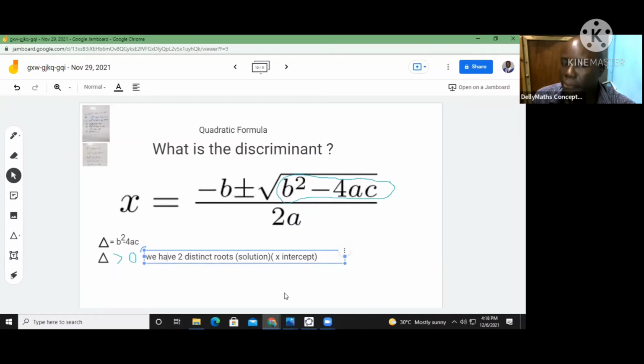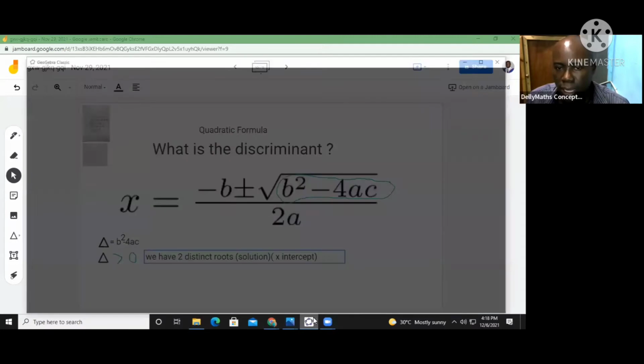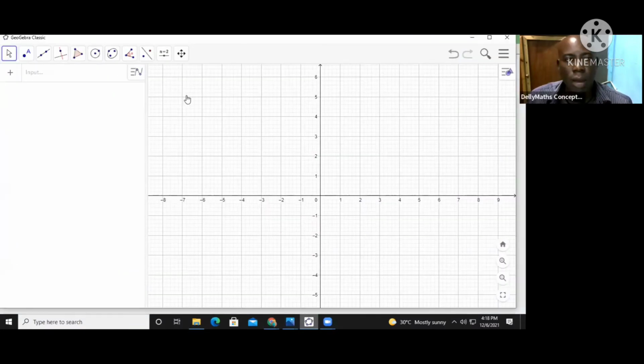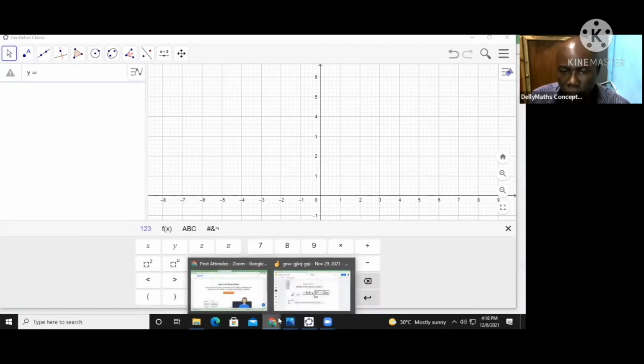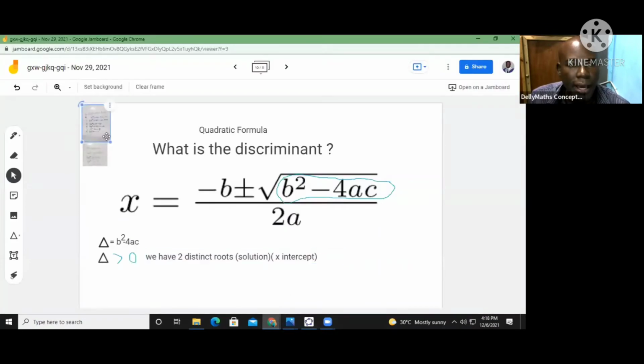I'm going to show you what we mean. When we say distinct root, this is what I mean. So I'm using this software. Let us say we have a case where y is equal to, let me go back and take this from our board. I think I have something here for us. Okay. Minus 5x squared plus 3x plus 1. Let me work with that.